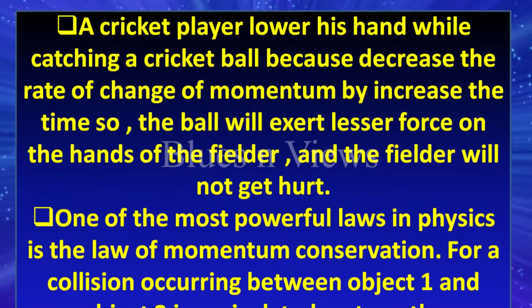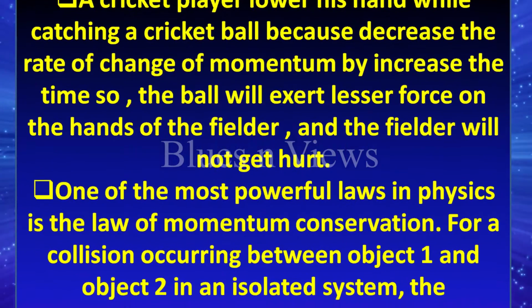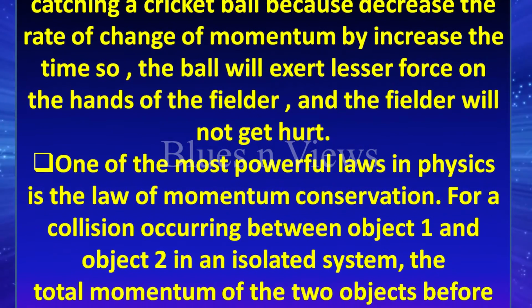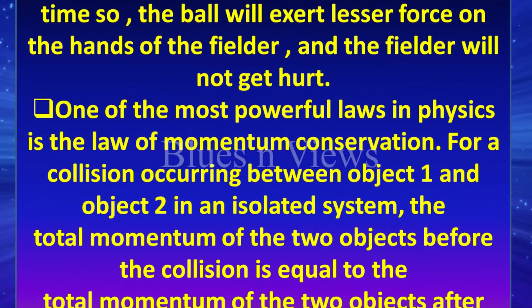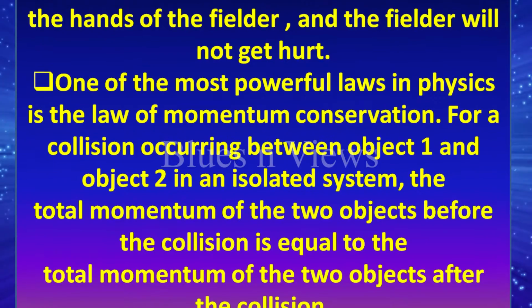For a collision occurring between object 1 and object 2 in an isolated system, the total momentum of the two objects before the collision is equal to the total momentum of the two objects after the collision.